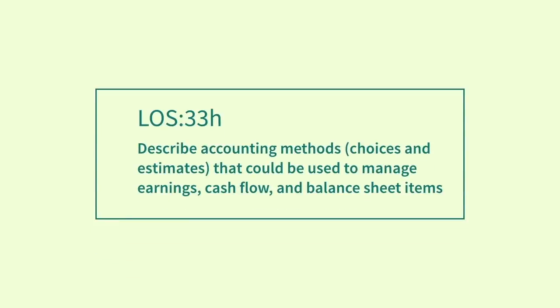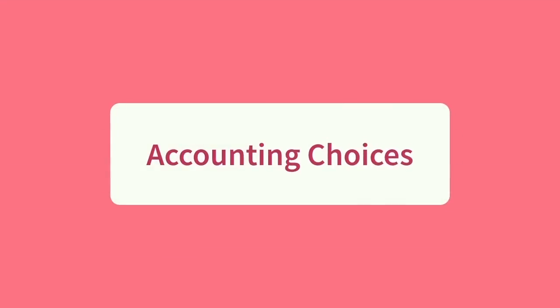Describe accounting methods, choices, and estimates that could be used to manage earnings, cash flow, and balance sheet items. The major takeaway from this section is that there are a wide variety of ways and means by which management can influence the results that wind up in their financial reports.